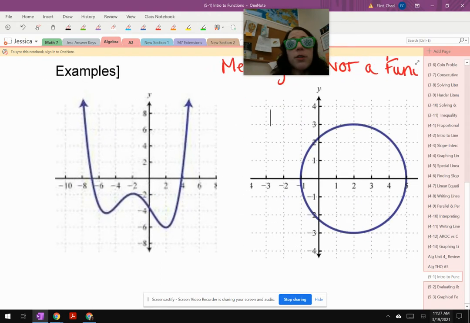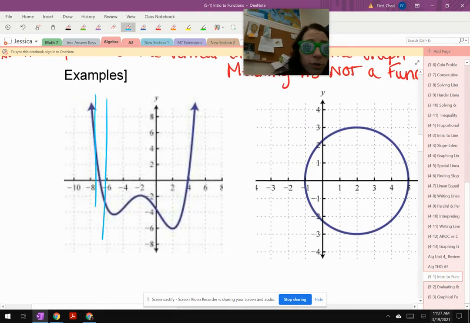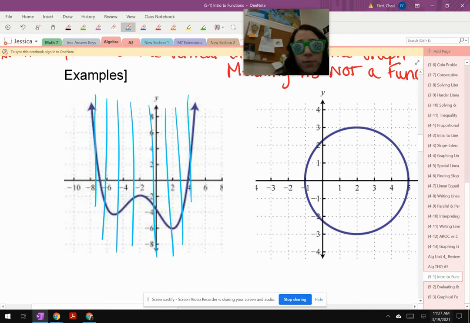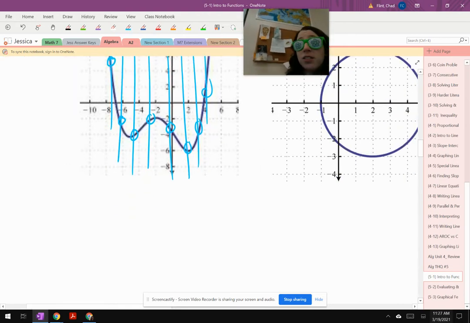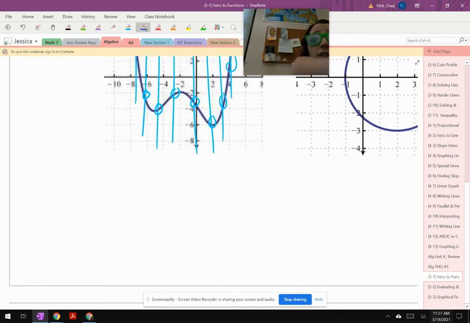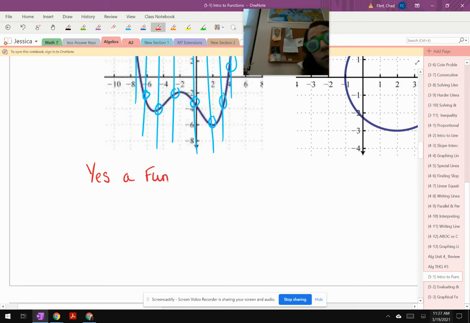So looking at my first example here, if I draw a bunch of vertical lines going through my graph, do any one of those vertical lines touch that graph or cross that graph more than once? This one touches it here, this one here, this one here, this one here, here, here, here, here. None of those cross more than once. So this first example is a function because it passes the vertical line test. And when you're looking at graphs, that's going to be the explanation you go off of. So yes, a function because it passes the vertical line test.